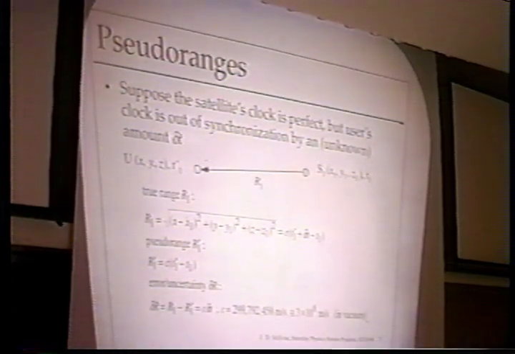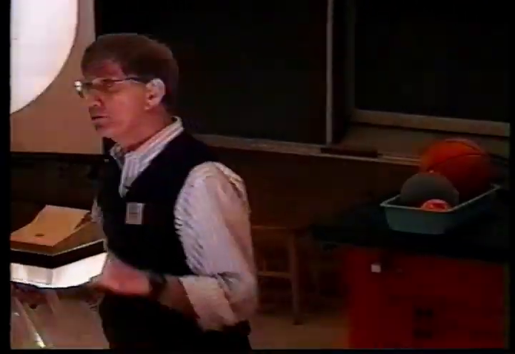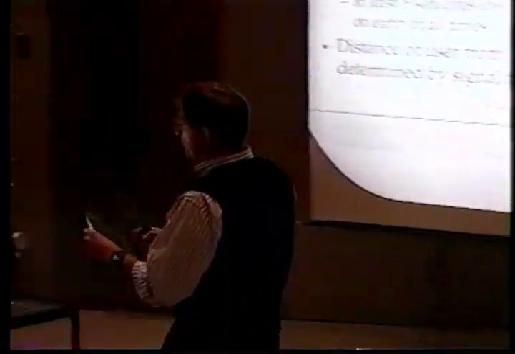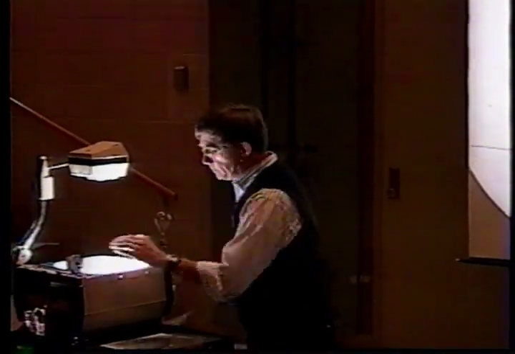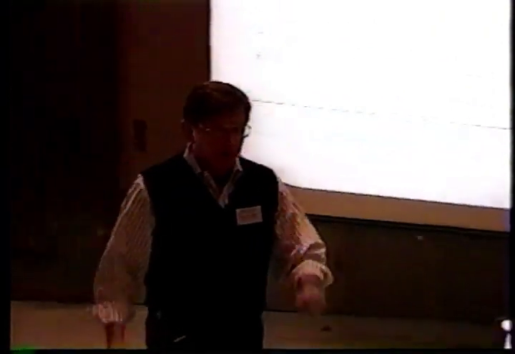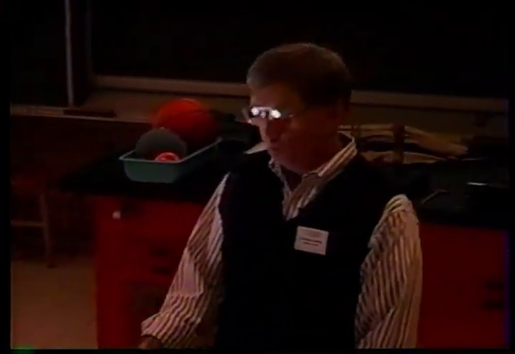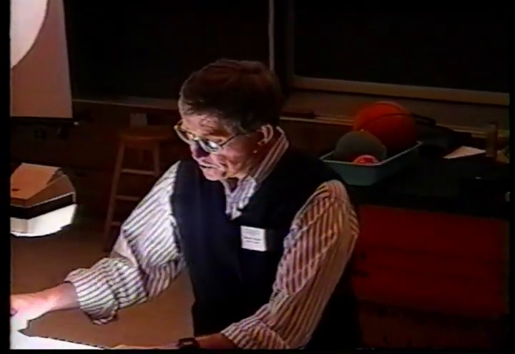So it differs from the true range by some amount delta r, which depends on how much the clock error is. And that's just c times delta t. C is a very well-known number, very close to 3 times 10 to the 8th meters per second. And a meter is a yard, plus a little bit. So pseudo-range is a range measured by the time difference of arrival of a light or a radio frequency signal, but with clocks which are not synchronized.